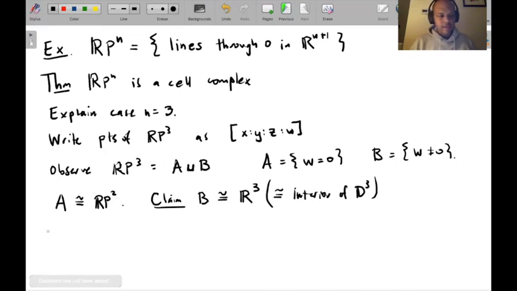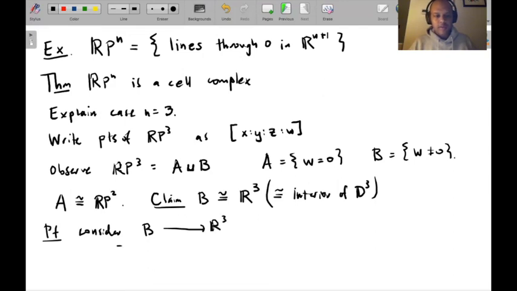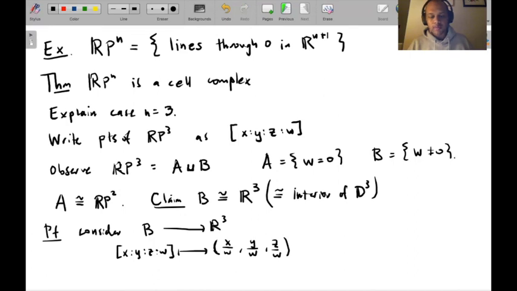Okay, so to see this, let's consider the following map, which sends x, y, z, w to a point in R3. The thing we know is that this w coordinate is non-zero. So we can get a vector, well, let's consider the following vector, whose coordinates are these quotients.